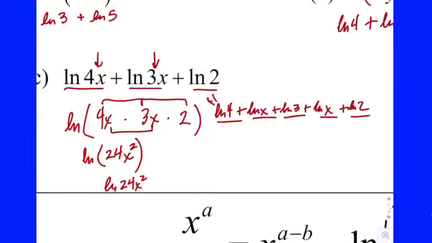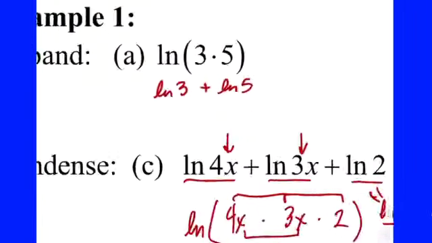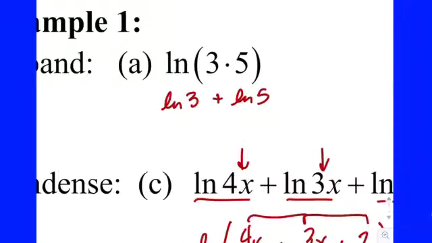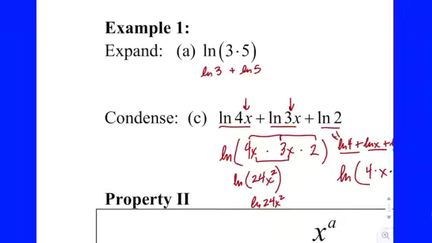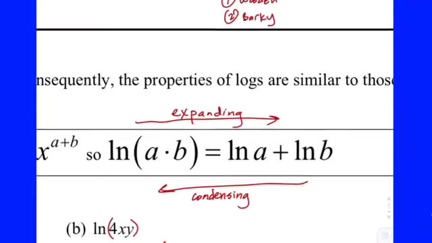Because if we're going to condense it now, we have 5 terms. So we pull one log out, and because they're all added, now it's just 4 times x times 3 times x times 2. So, again, it doesn't need to be completely expanded in order to condense. But if the instructions say to expand, you do want to expand completely. And if the instructions say condense, you want to make sure you condense completely. Okay, any questions on the first property?